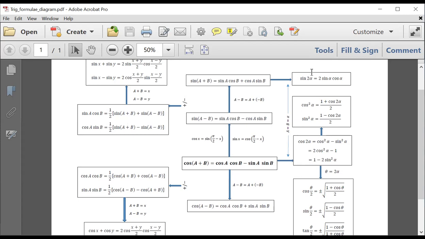Now, it's about the half angle formula. I think I'm going to do a separate lecture on the half angle, because it might take a little bit longer, but we're going to start from here.